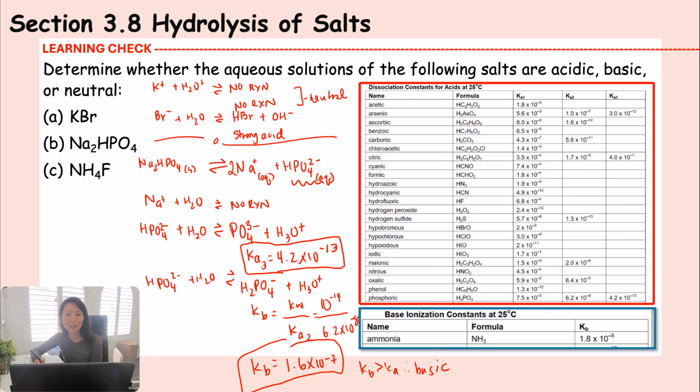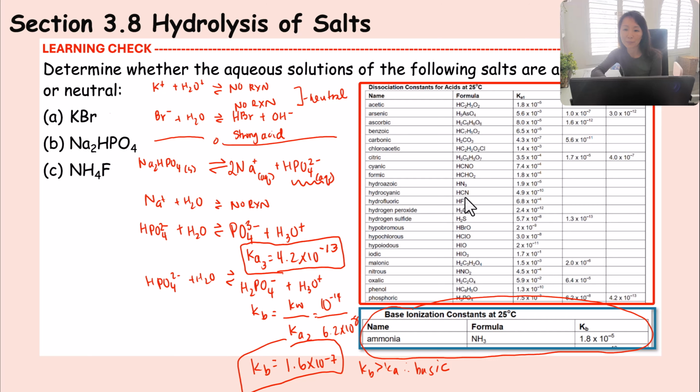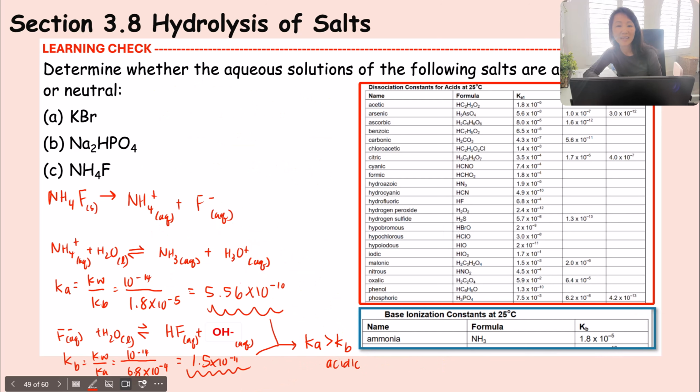All right, so I want you to try the NH4F on your own and come back and check this video to see if you got it correct. I do have the base ionization for ammonia, not ammonium, but ammonia, its counterpart. Use this as a hint in order to solve that particular problem. And here is the key.